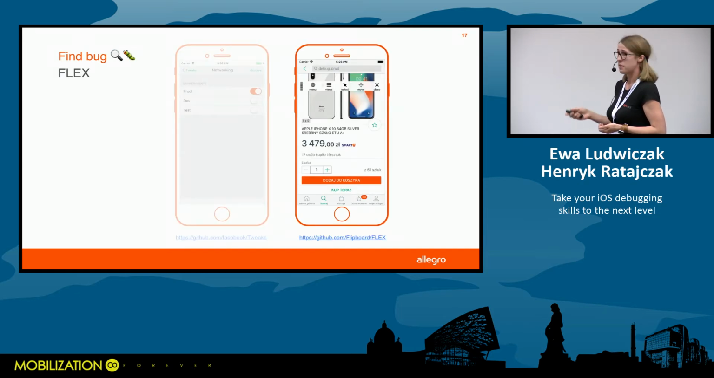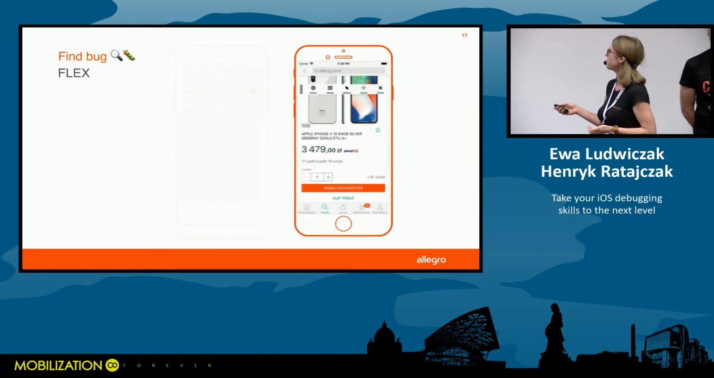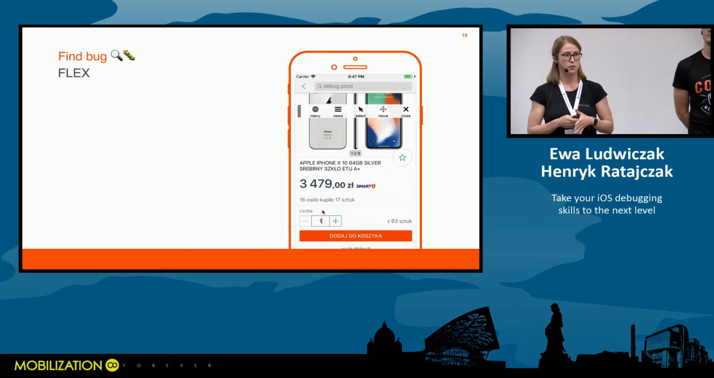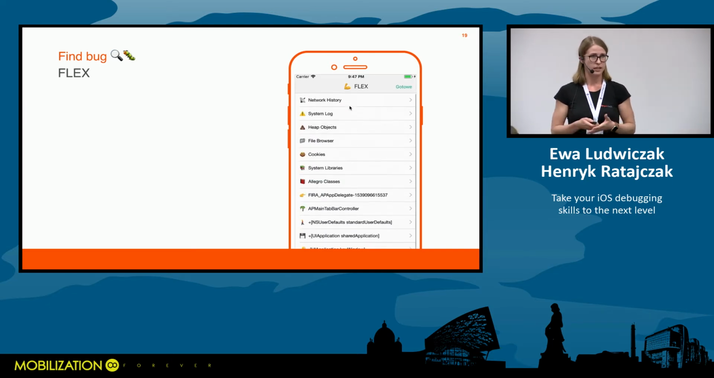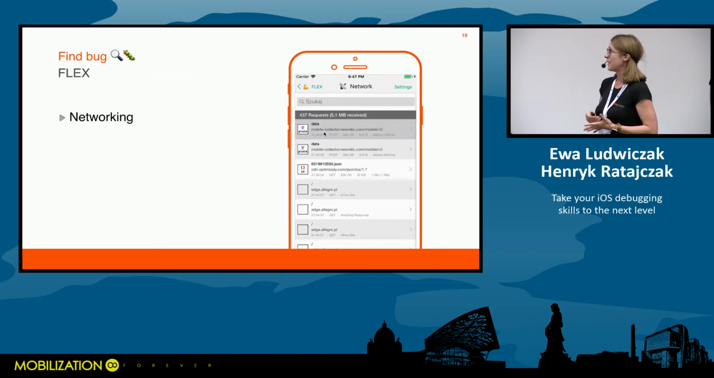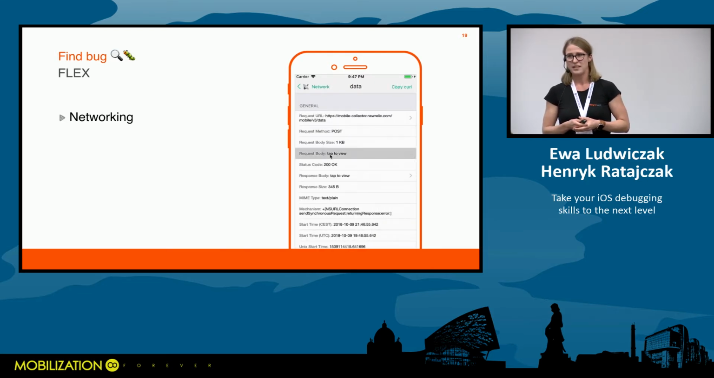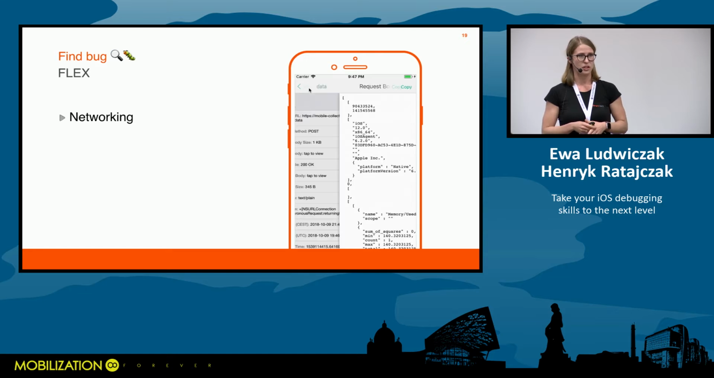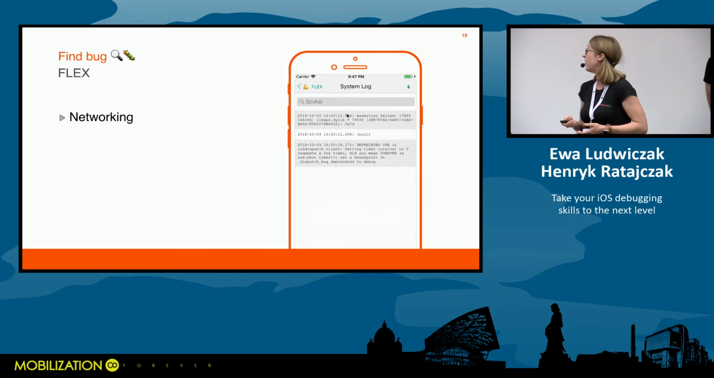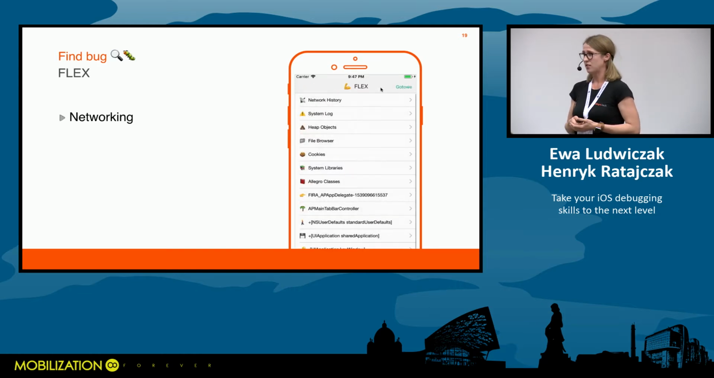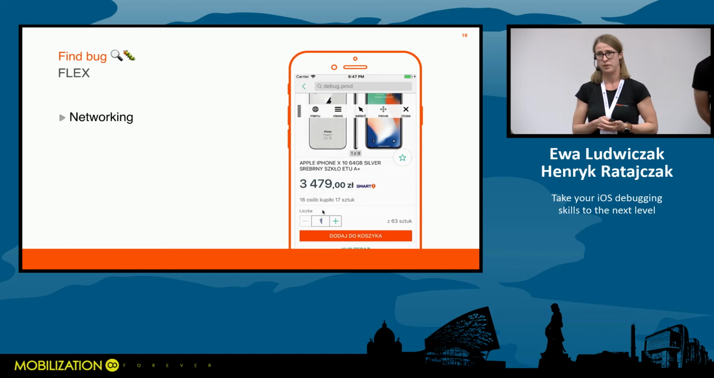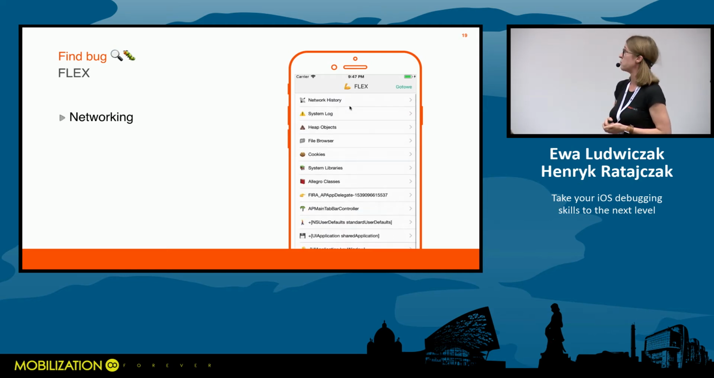Now let's talk a bit more about the second tool, Flex. As we already know, Flex is a set of in-app tools for exploration and debugging. And debugging is something that concerns us the most. The most interesting feature about debugging is network debugging. Basically, we can see detailed network history with the timings, responses, and headers. Each request that is done using NSURLSession or NSURLConnection is then visible via this network debugging tool.